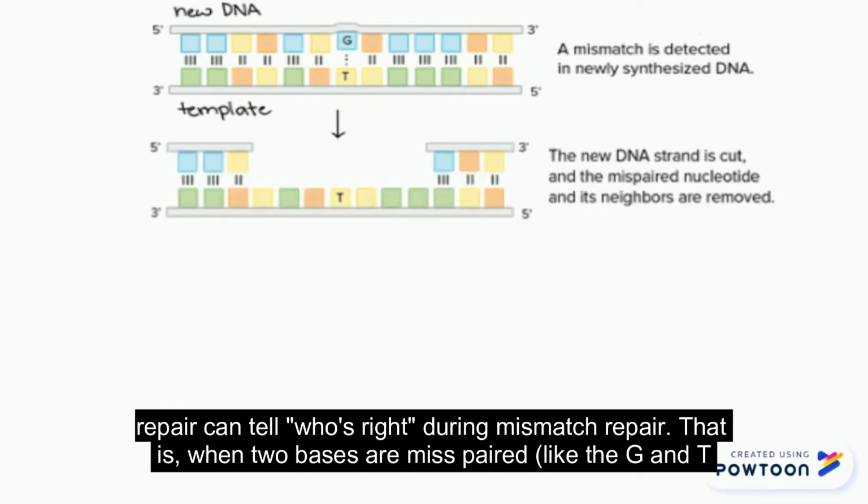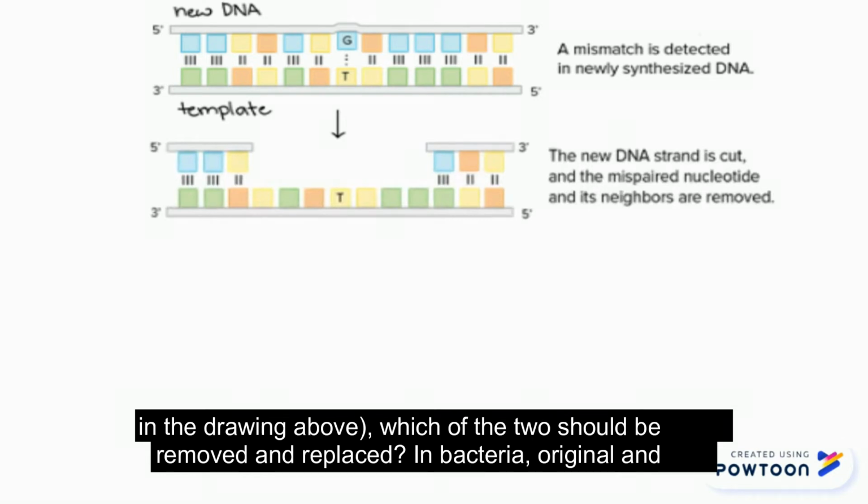One thing you may wonder is how the proteins involved in DNA repair can tell which base is right during mismatch repair. That is, when two bases are mispaired, like the G and T in the drawing above, which of the two should be removed and replaced?